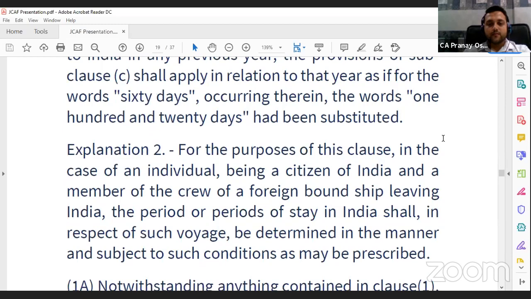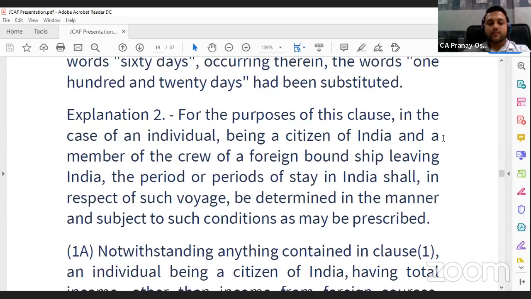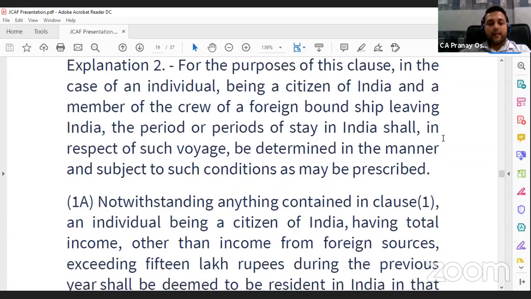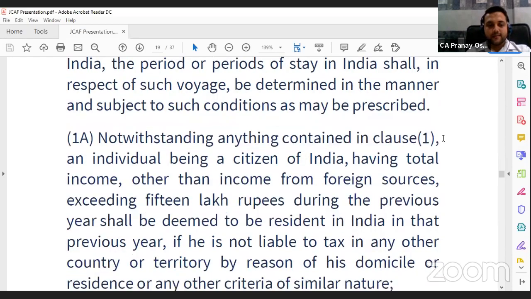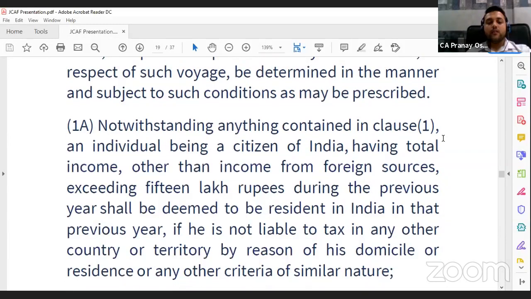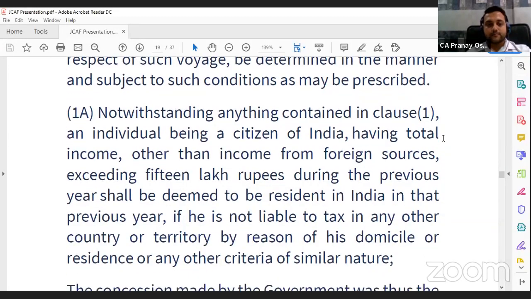Explanation number 2. For the purpose of this clause, in the case of an individual being a citizen of India and a member of the crew of a foreign bound ship leaving India, the period or periods of stay in India shall in respect of such voyage be determined in the manner and subject to such conditions as may be prescribed. Notwithstanding anything contained in clause 1, an individual being a citizen of India having total income other than income from foreign sources exceeding 15 lakh rupees during the previous year shall be deemed to be resident in India in that previous year if he is not liable to tax in any other country or territory by reason of his domicile or residence or any other criteria of similar nature.